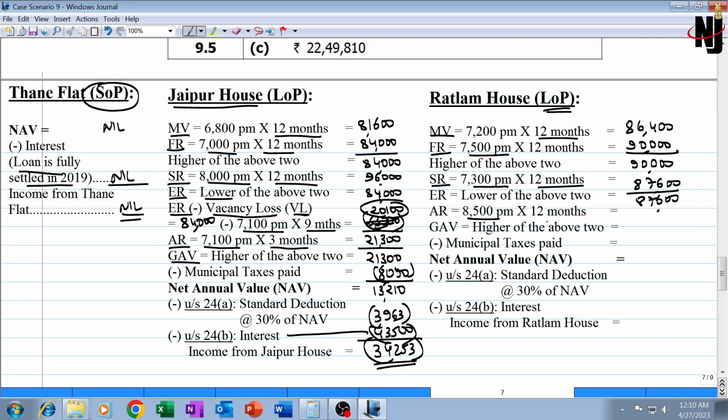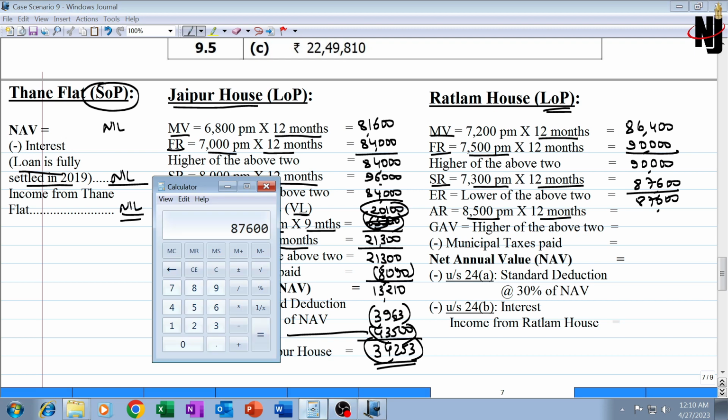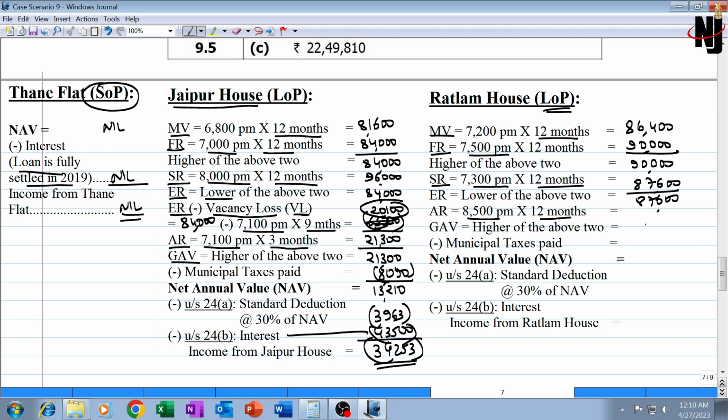And then actual rent 8,500 per month into 12 months. Of course this only will be higher. 8,500 into 12 would be 1,02,000. GAV will be higher of the above two. Now here unlike Jaipur house, there is no vacancy loss. Therefore that one step is removed. I would have subtracted vacancy loss if vacancy loss was there. 1,02,000 becomes GAV because that is higher.